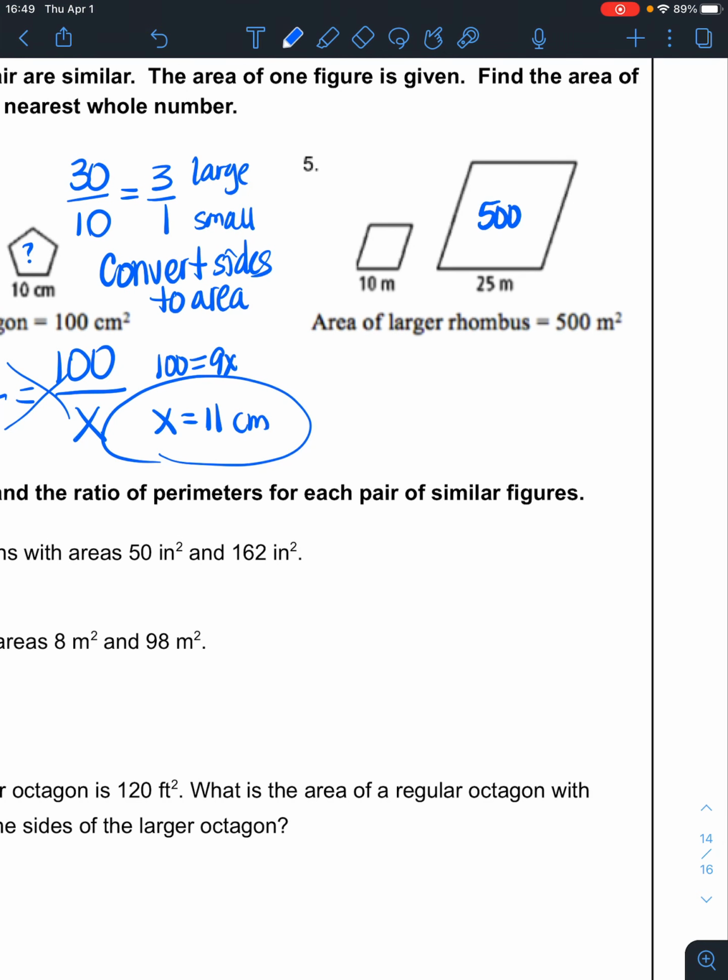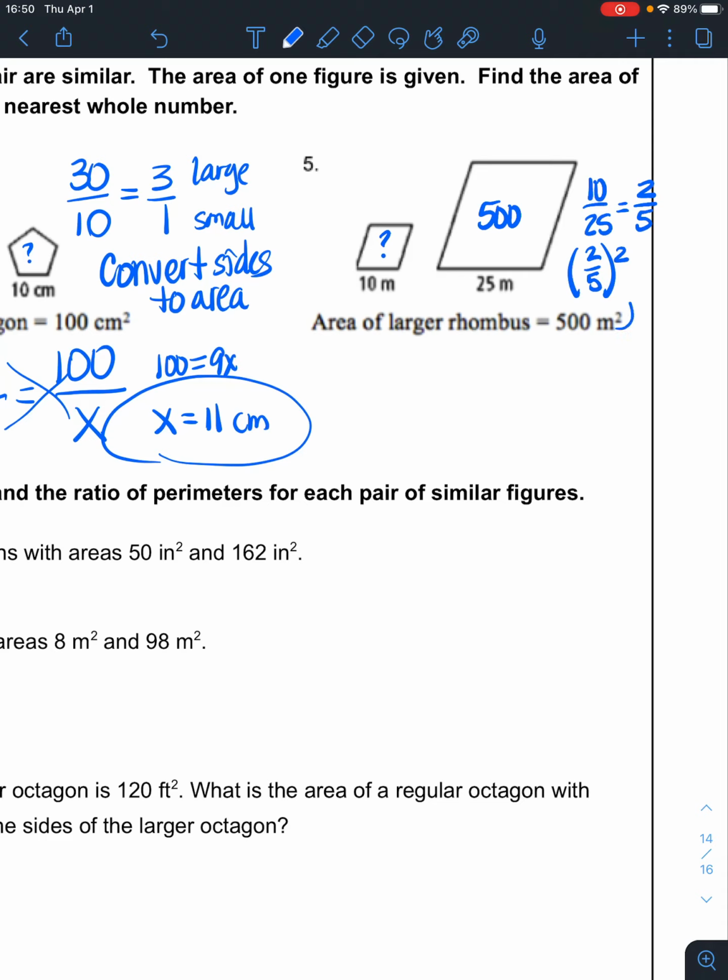Okay, so let's do the second one, the area of the larger rhombus. The larger rhombus is 500. The question is, what's the smaller one? Again, I have the sides, so I set it up. My sides ratio is 10/25. Always reduce so you can deal with numbers in their smallest format. So that reduces to 2/5. My sides ratio is 2/5.